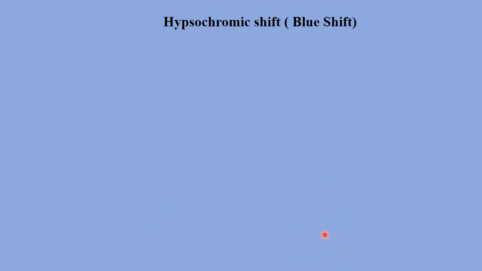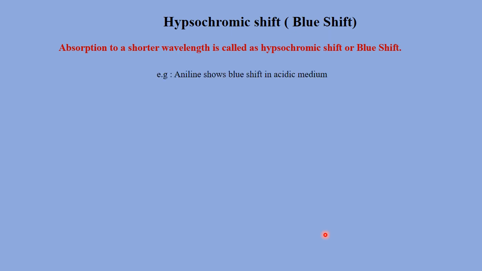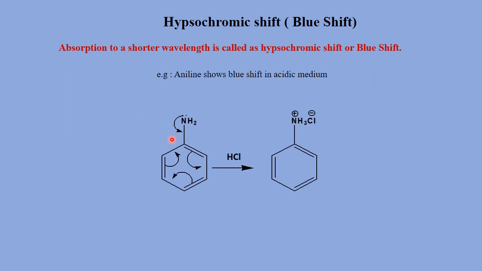Hypsochromic shift, or blue shift. Absorption to a shorter wavelength is called a hypsochromic shift or blue shift. Let's take the example of aniline. Aniline shows a blue shift in acidic medium. This is the structure of aniline. Here we can see the involvement of the lone pair of nitrogen in resonance. NH2 is an auxochrome, and the benzene ring or carbon-carbon double bonds act as a chromophore.